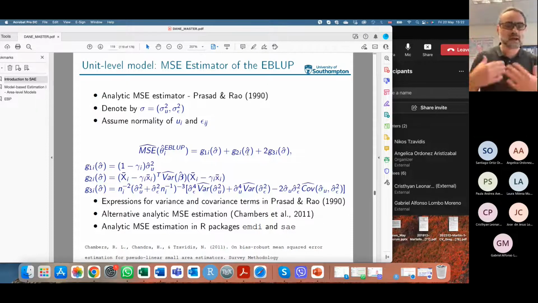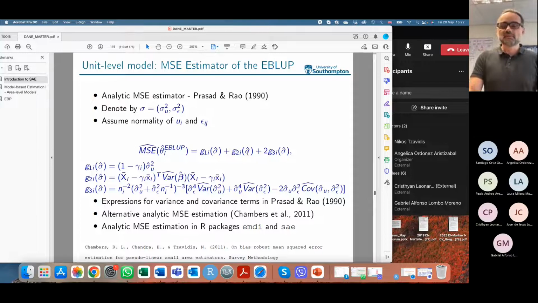The theory is clear, and it works quite well under the assumption of normality. There are alternative mean squared error estimators that have been proposed in the literature, but for the purposes of this work, this estimator will work perfectly well.